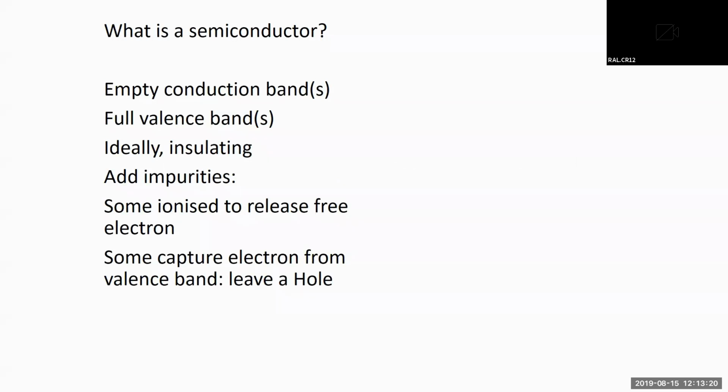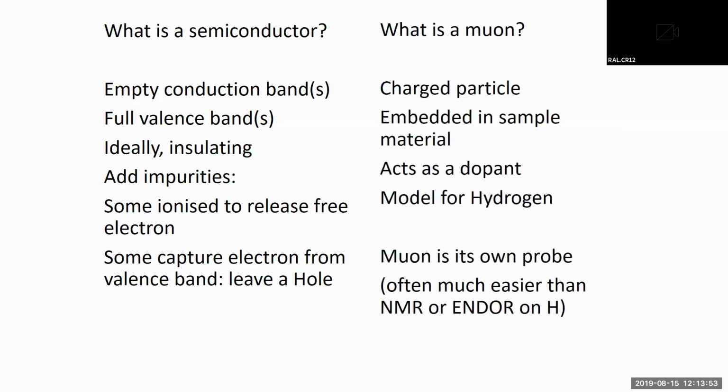So firstly, what is a semiconductor? Something with a roughly empty conduction band and full valence bands. Ideally, it's insulating if it's in perfect condition, but we can add impurities to it. Dopants are often naturally present, just due to the way the materials are made. Some will be ionized to release a free electron into the conduction band. Some will capture an electron from the valence band, leaving a hole. Both of those make the material somewhat electrically conductive.